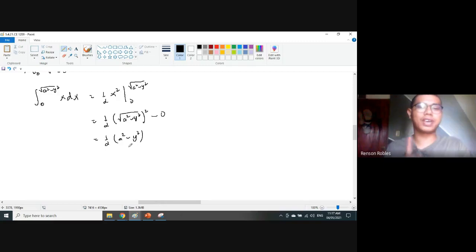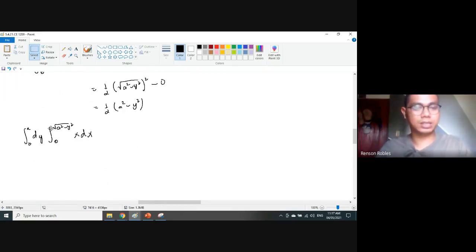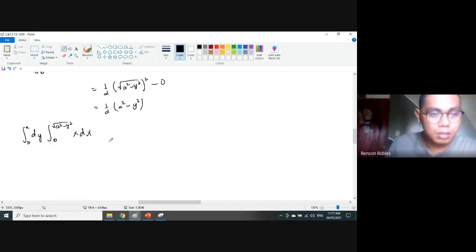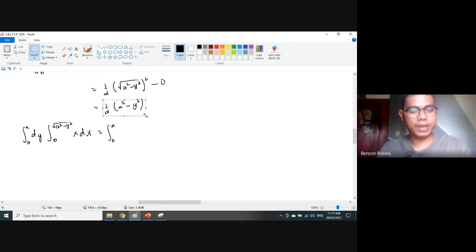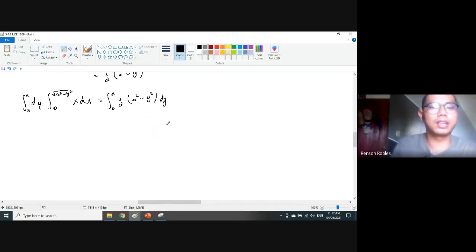So that's one half a squared minus y squared. And therefore, this double integral can now be written as, okay, copy lang natin yung ito. That's 0 to a. Then we just put this inside, kasi this is our integral of x dx from that limit of integration. And then we just affix dy. And we are now ready to integrate again.